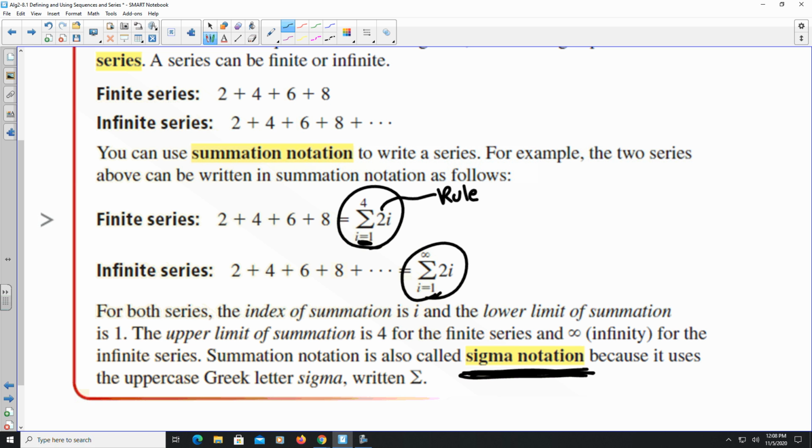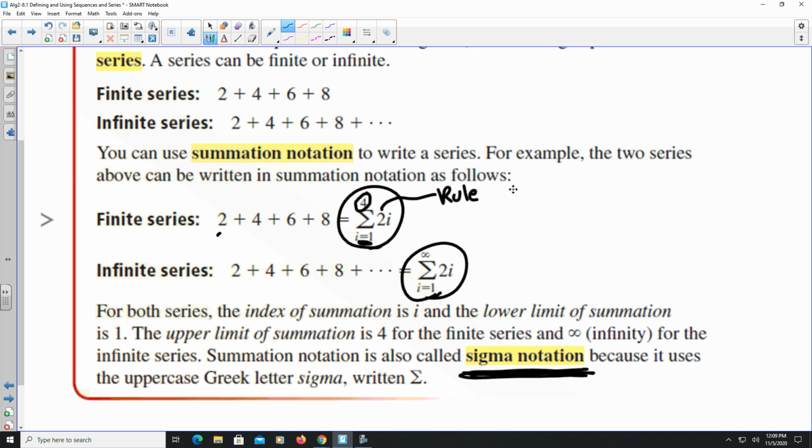That value, that is what you're going to start with. So in here, they start with i equals 1. And then the top number here, which is 4, that is when your series is going to stop. So in this case here, it's 2i, so you start with 1, 2 times 1 is 2. That's where the 2 comes from.